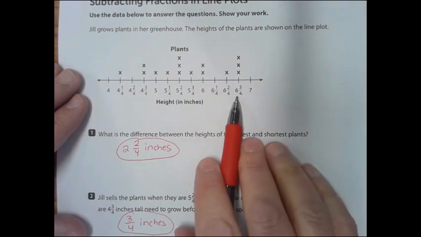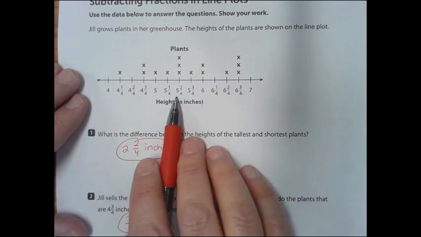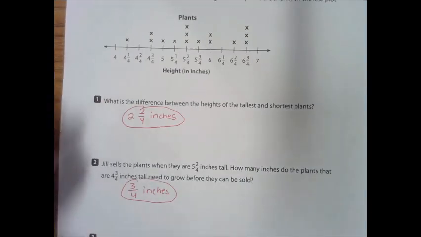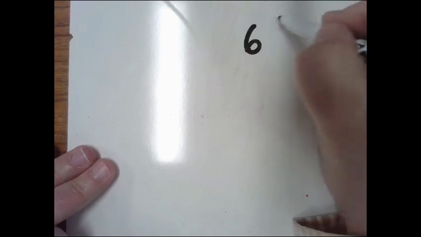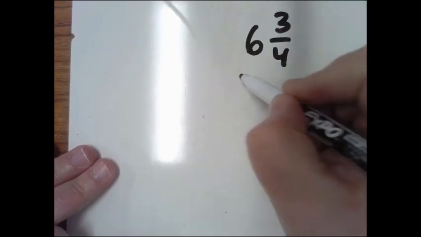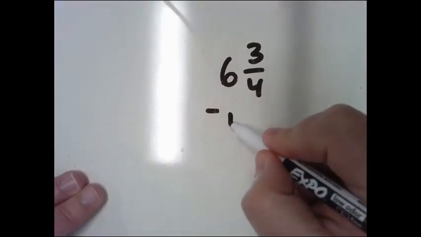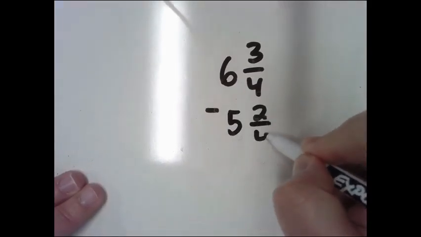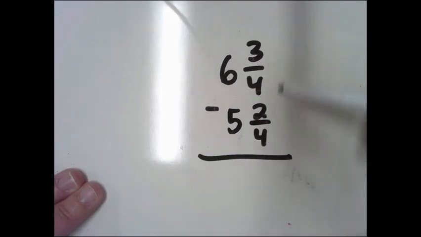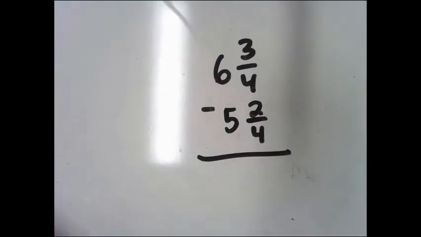So we're going to go 6 3/4, take away 5 2/4. So again, let's do that on the whiteboard. 6 3/4 minus 5 2/4. And again, I'm lining up my fractions and my whole numbers.